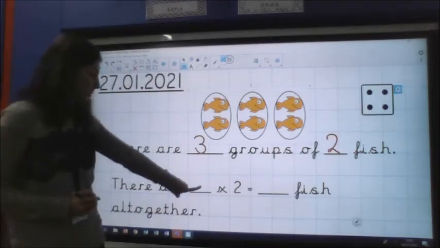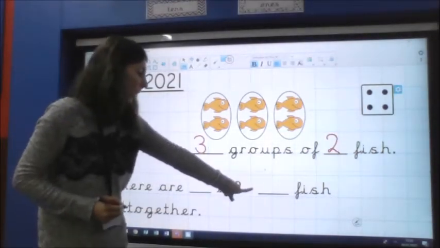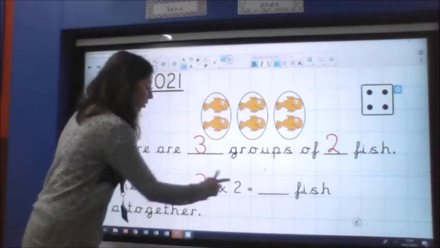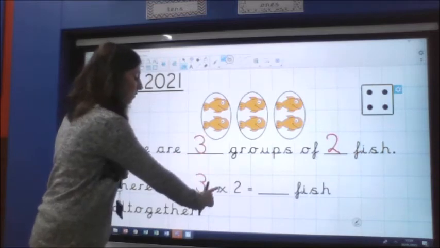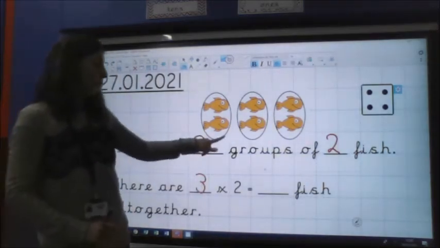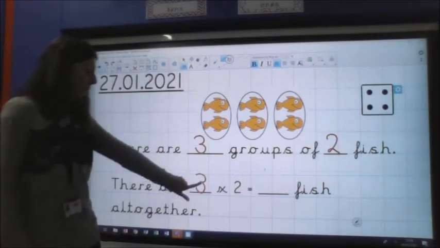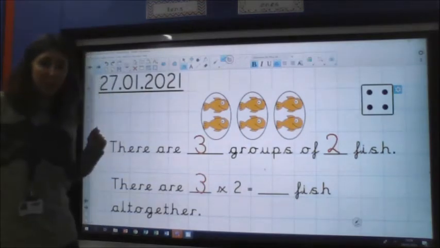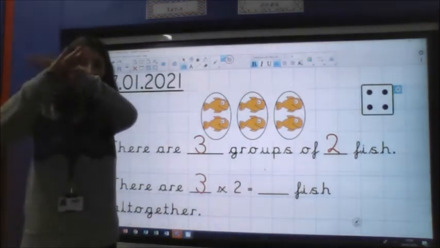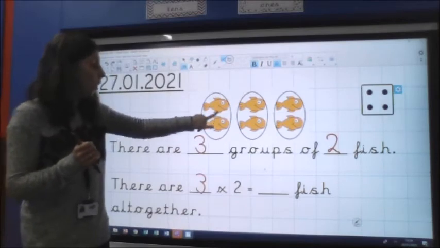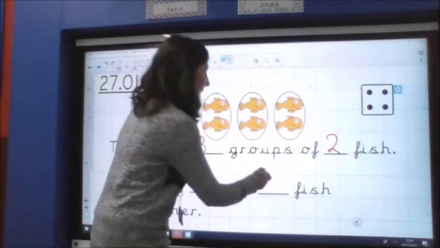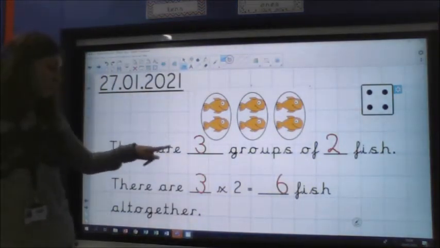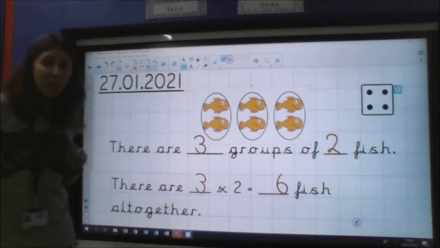There are something times 2 equals 3 times 2, isn't it? Because I've got 2 fish and I've got 3 lots of 2 fish, or 3 groups of 2 fish. So there are 3 times 2, which equals how many fish altogether? So remember, after the equal sign, we want the total number. 1, 2, 3, 4, 5, 6. Okay, so there are 3 groups of 2 fish.